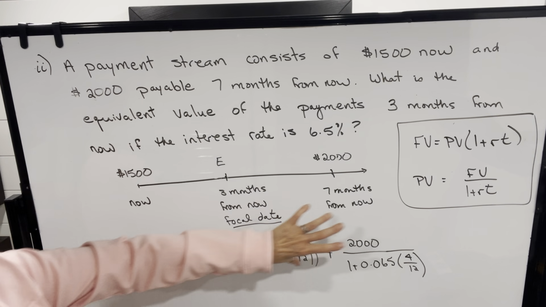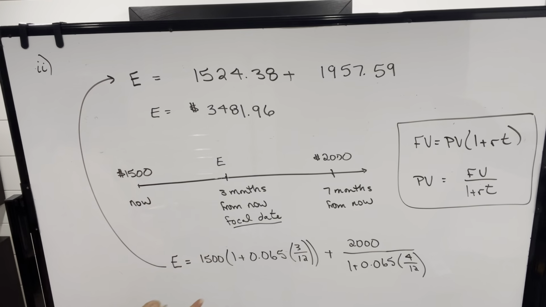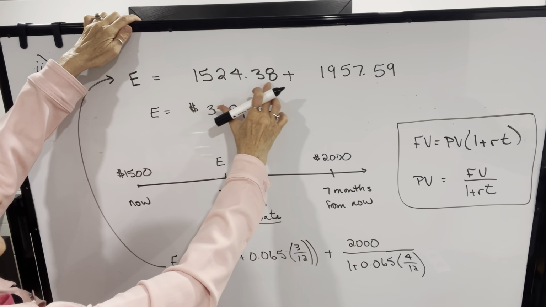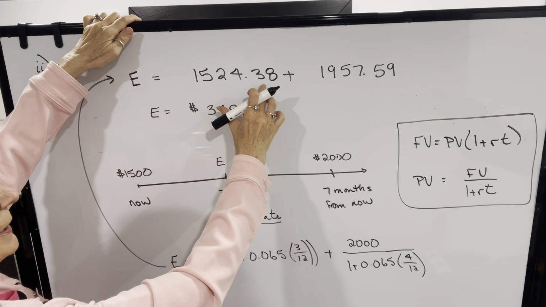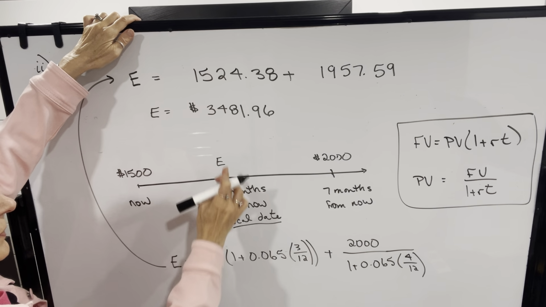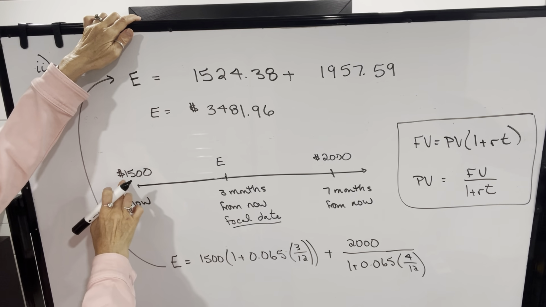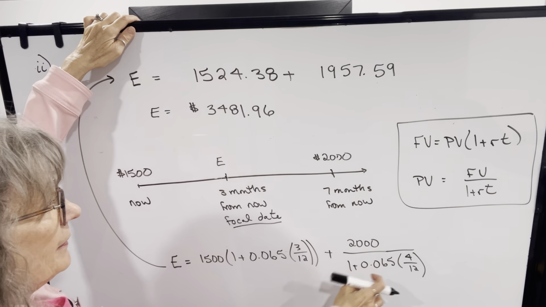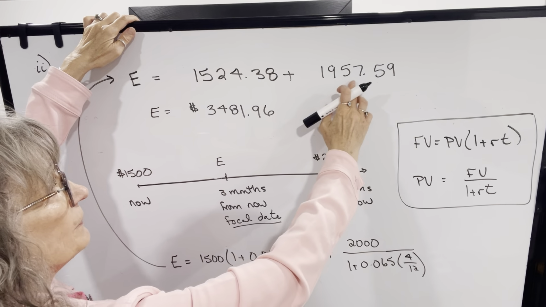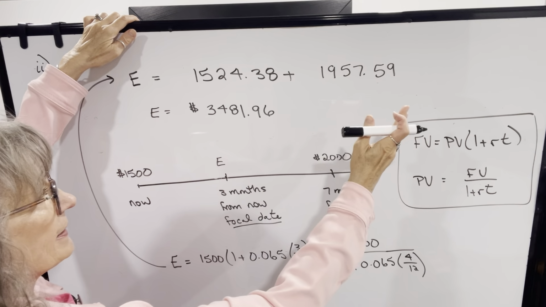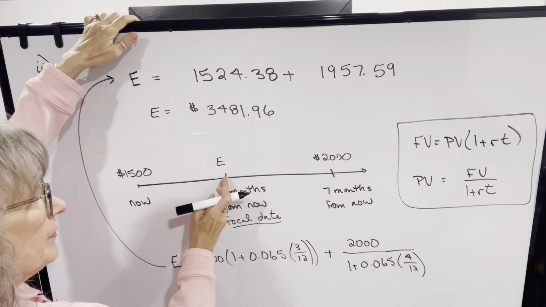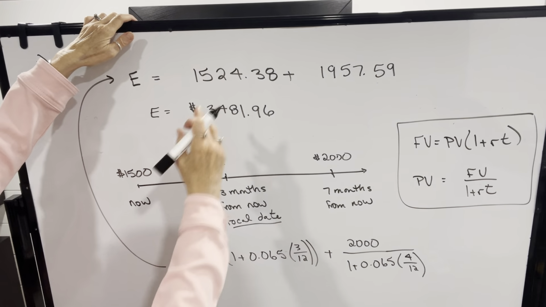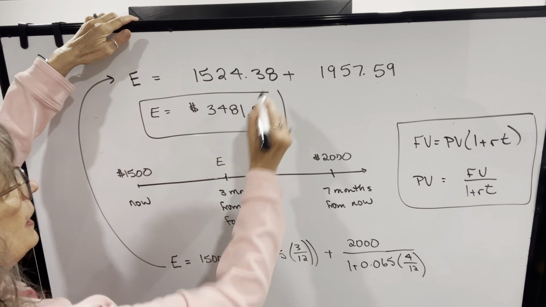Now we're going to calculate each of these separately and add them. So if we carry this calculation up here, this first amount will be $1,524.38. That makes sense that that amount 3 months later will be equivalent to $1,500 previously. Then this calculation gives me $1,957.59. Again, that makes sense. That amount of money at this point in time should be less than the amount that it would be equal to in the future.